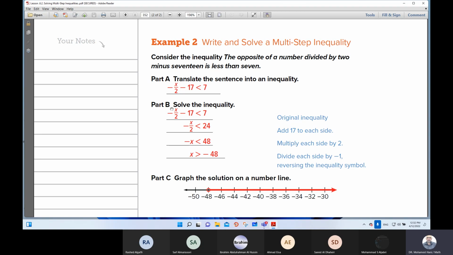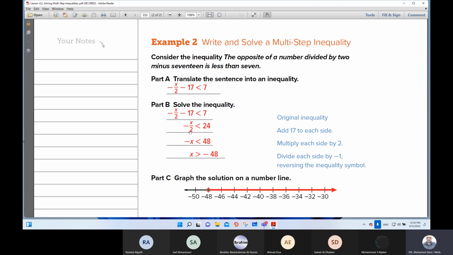The second step, we want to solve this inequality. To solve this inequality, first we want to remove negative 17 from this side. So you can add 17, the inverse of negative 17, to the two sides. Negative 17 plus 17 is 0, and 7 plus 17 will be 24. To solve this inequality, we must remove the 2 from the side. So you can multiply the two sides by 2.